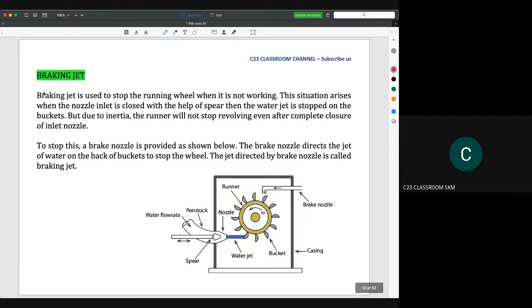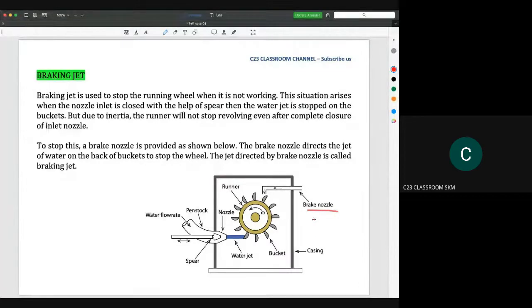Okay, this is the braking jet. The braking jet is used to stop the running wheel when it is not working. This situation arises when the nozzle inlet is closed with the help of the spear, when the water jet is stopped on the bucket. But due to inertia, the runner will not stop revolving even after complete closure of the inlet nozzle. To stop this, a brake nozzle is provided as shown below. This is the brake nozzle. The brake nozzle directs the jet of water at the back of the bucket to stop the wheel. The jet directed by the brake nozzle is called the braking jet.